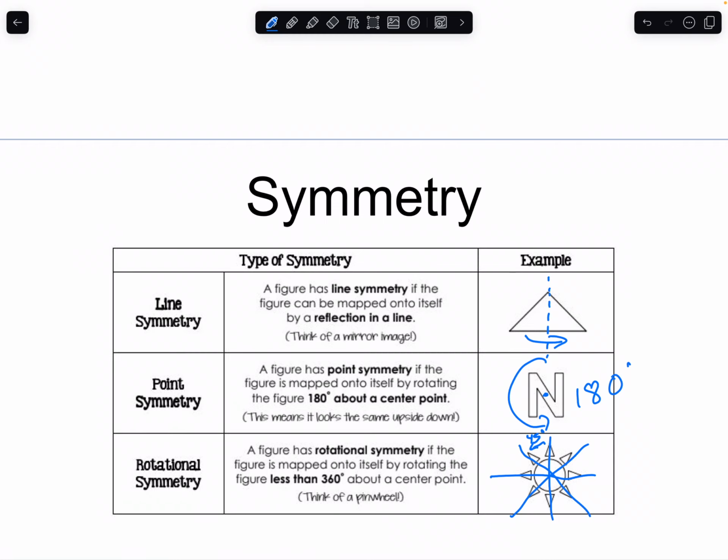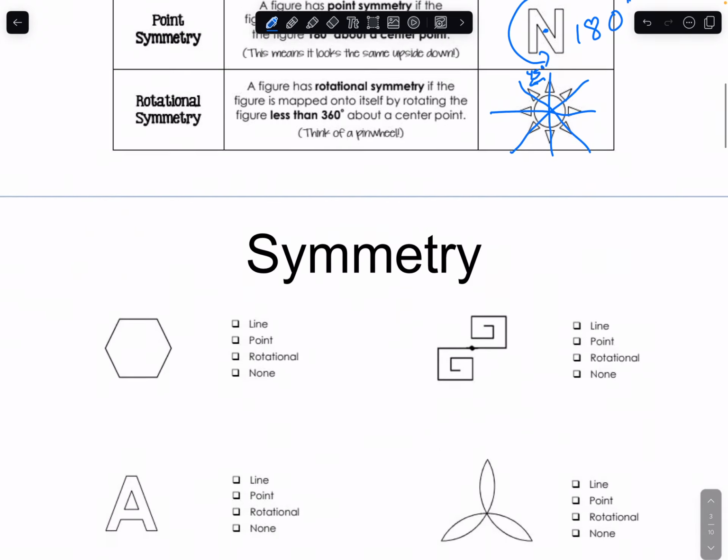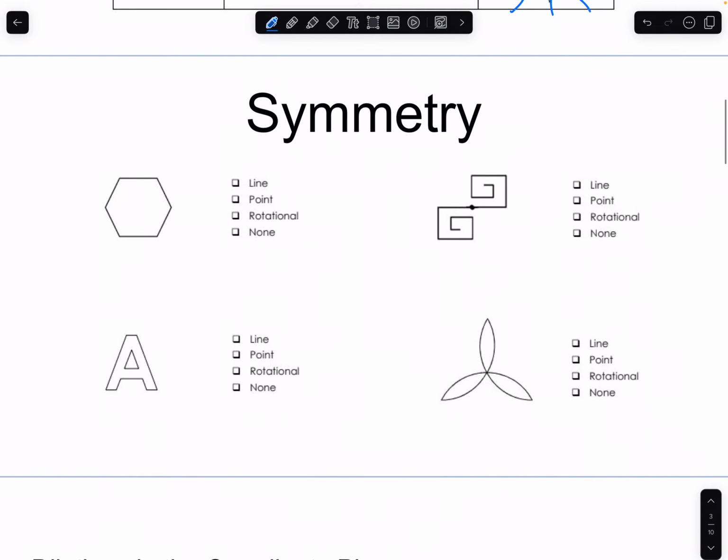So let's try a few examples and let's see if we can identify the components. Feel free to pause this video and try them yourself. Feel free to check to see if you can identify whether these four images have line, point, or rotational symmetry.